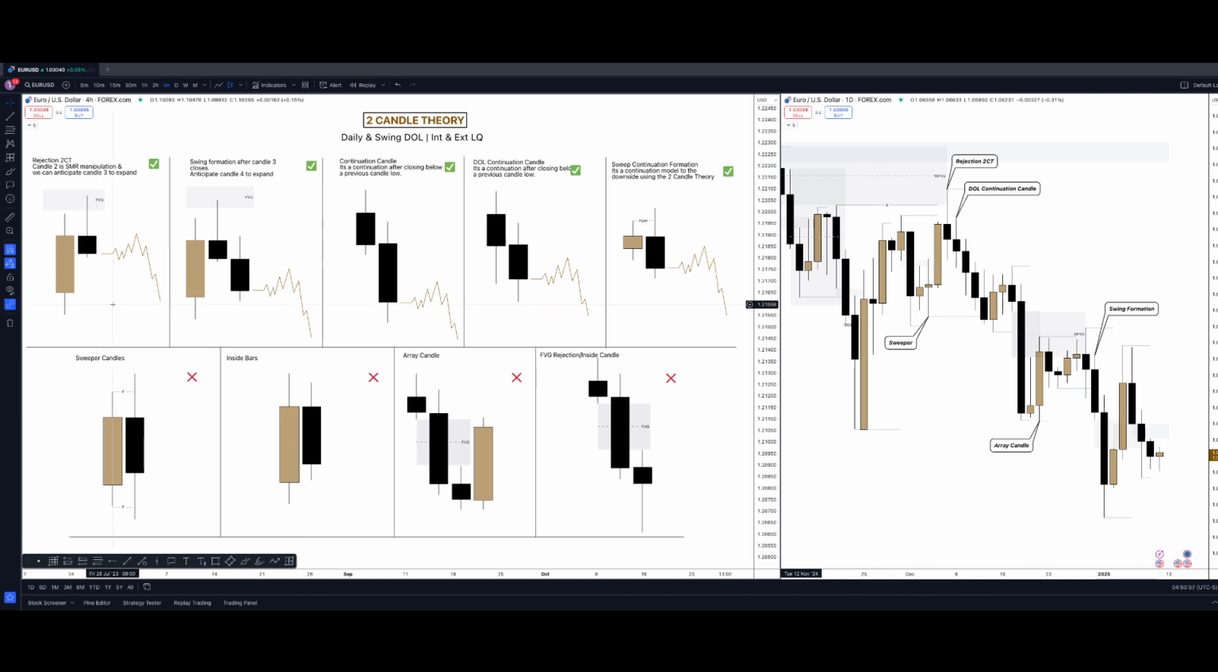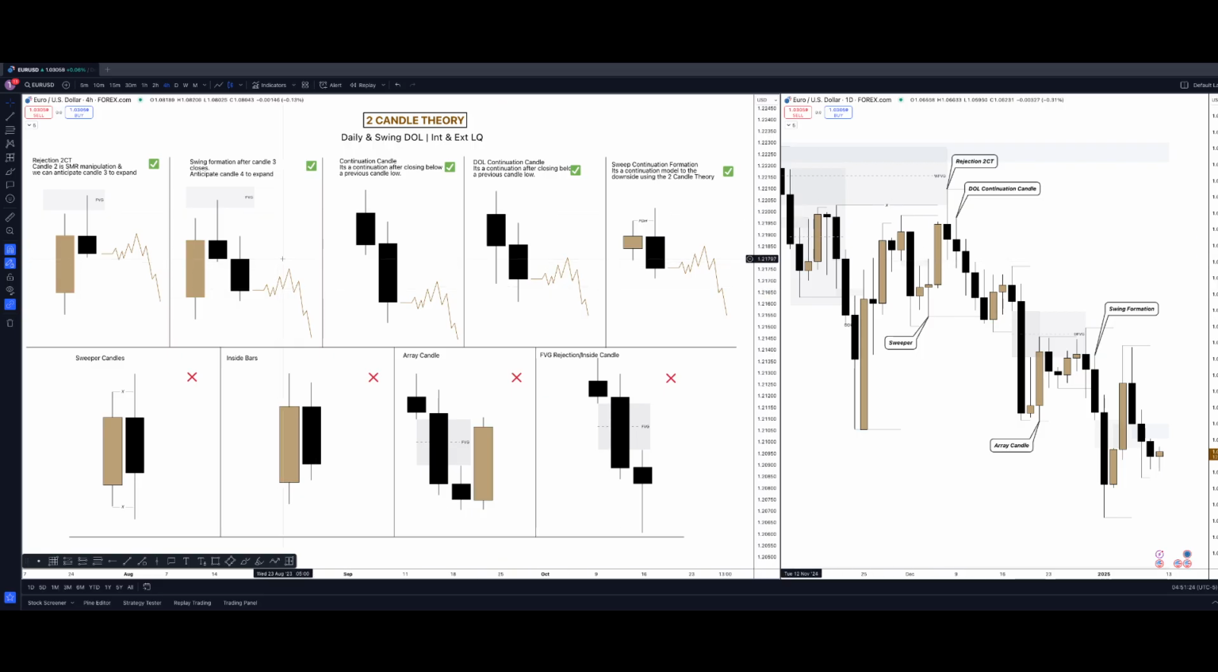So we have a rejection two candle theory, which is candle 2 is the smart money reversal manipulation, and we can anticipate that candle 3 is going to expand. Yeah, market taps in, sweeping external range liquidity, tapping into that weekly fair value gap and giving a good rejection. At this point, we can anticipate candle 3 is going to expand further, taking out that previous day's low.